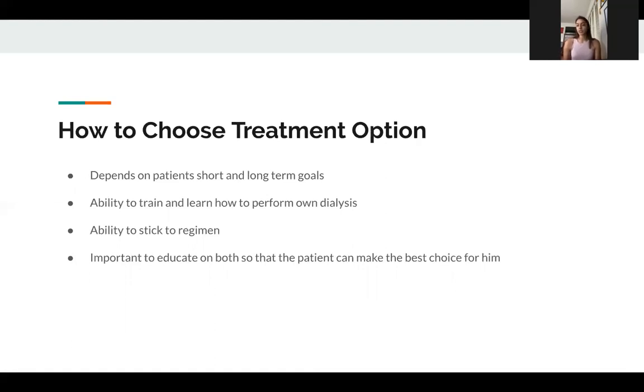And then it's important to educate them on both, just to make sure they make the best option. But for our patient, it just seemed a little better for him to come into the clinic and have his dialysis be done by trained professionals.